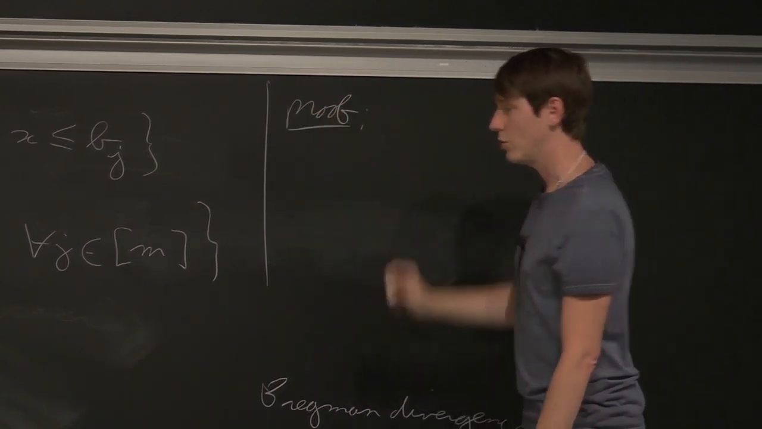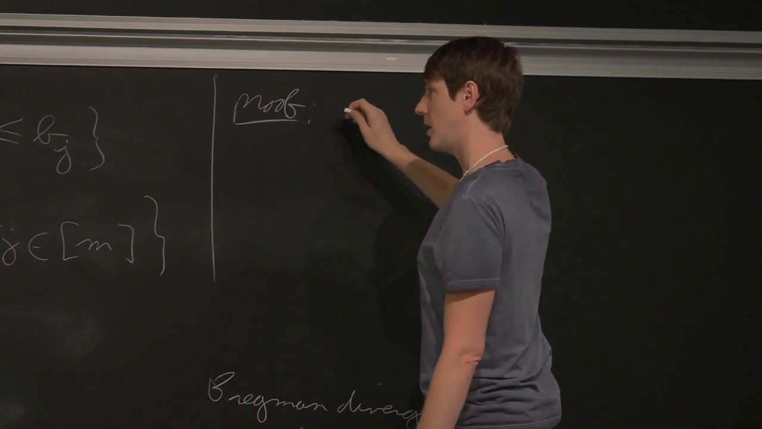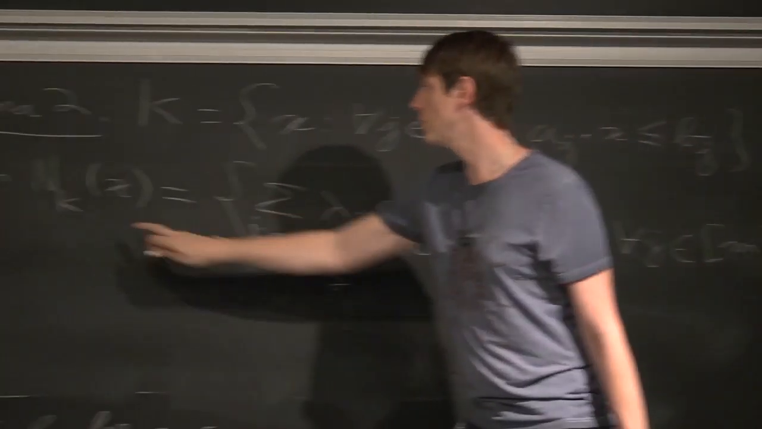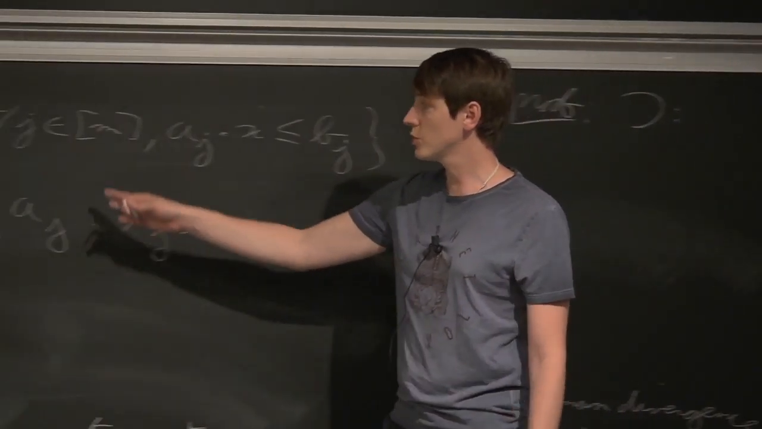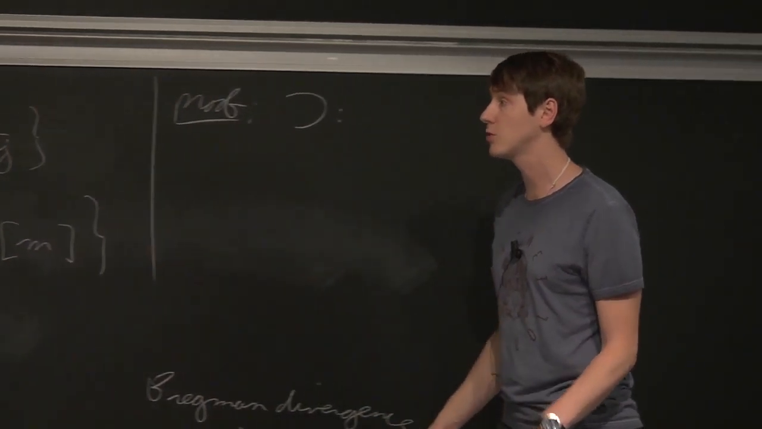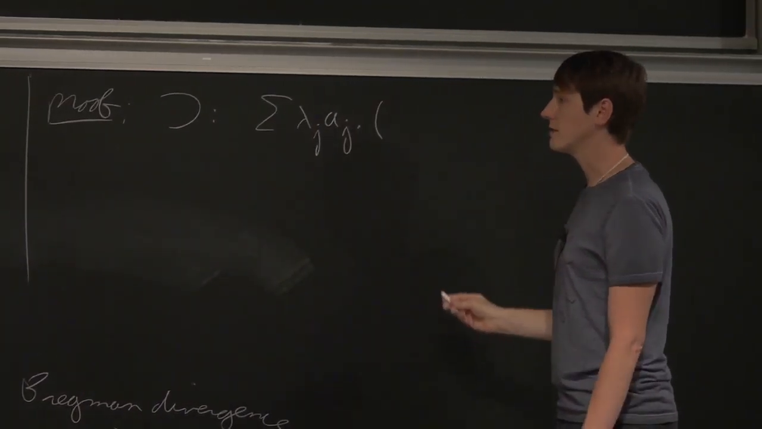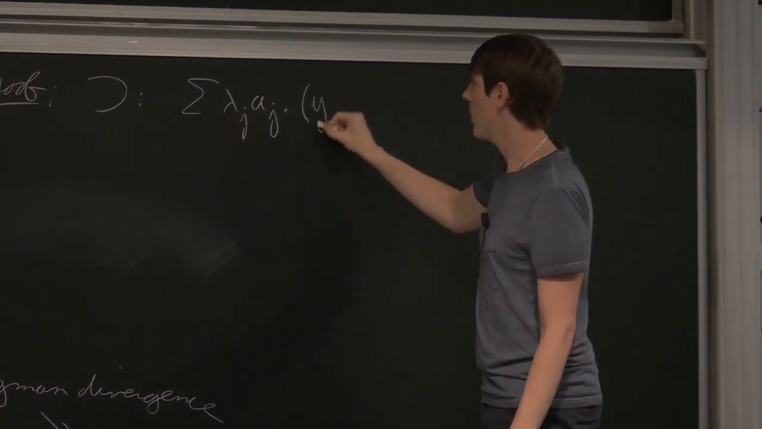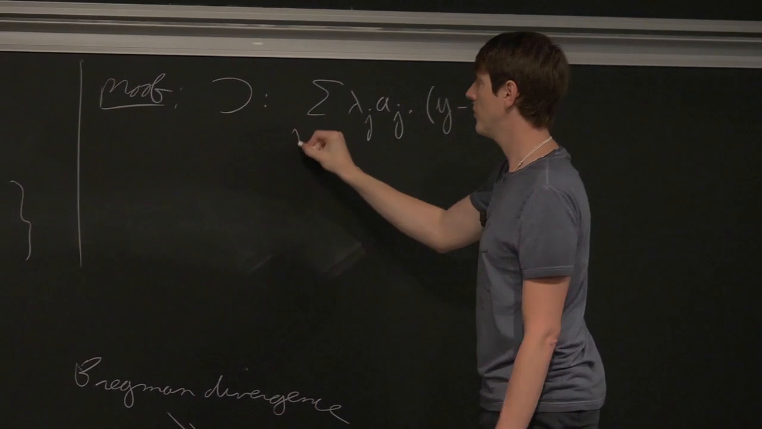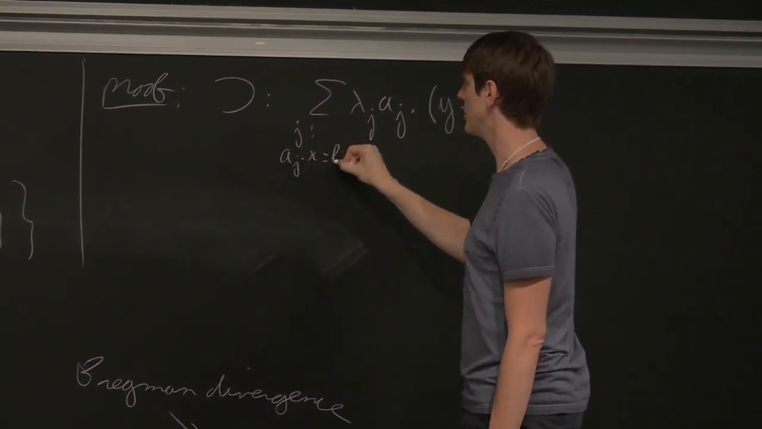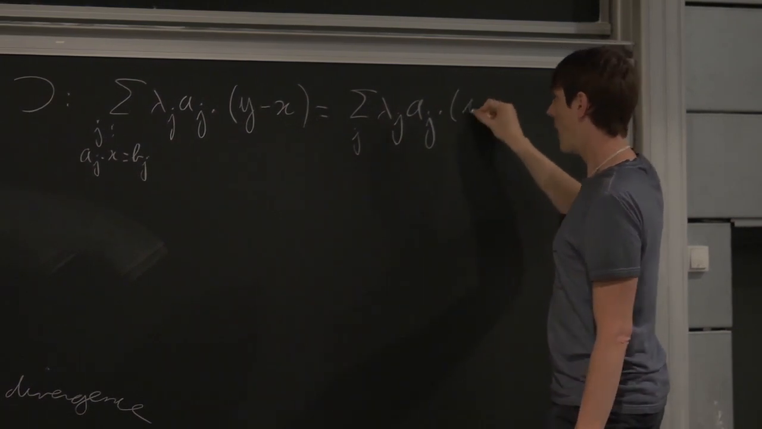So let's prove this, just so you guys warm up and I warm up. Let's do the first inclusion, the fact that this set is included in that one. That's really easy. What do I need to do? I need to show that any of those vectors is negatively correlated with any direction going inside the body. So let's look at such a vector, sum of lambda_j a_j, and take a direction going inside the body. I'm at a point x, and I go to some point y, so I have y minus x. I want to show that this is negative. I know the inner product of x dot a_j, because this is the sum over all j such that a_j dot x is equal to b_j. So this is equal to the sum of lambda_j a_j dot y minus b_j.